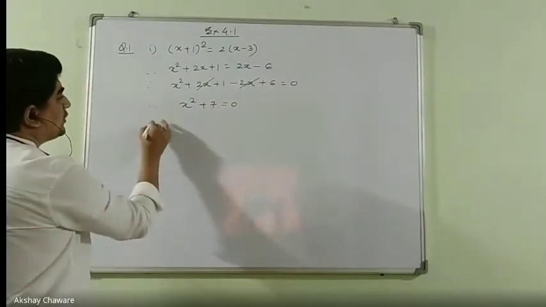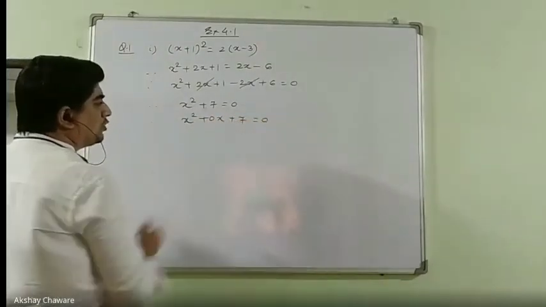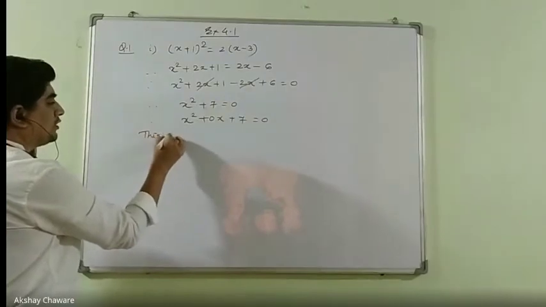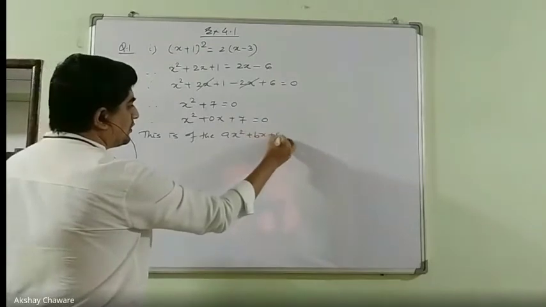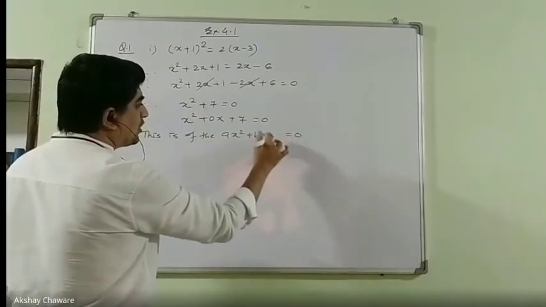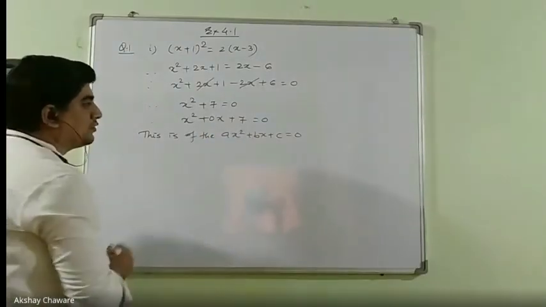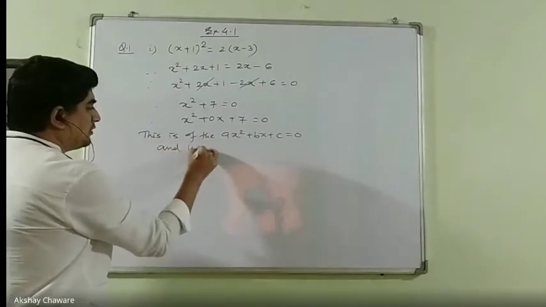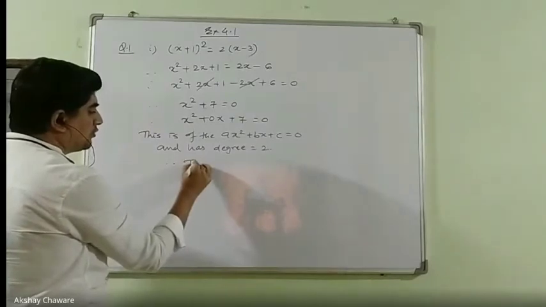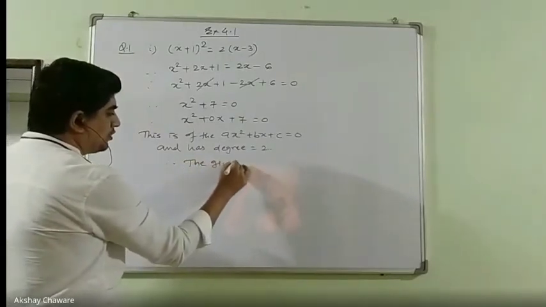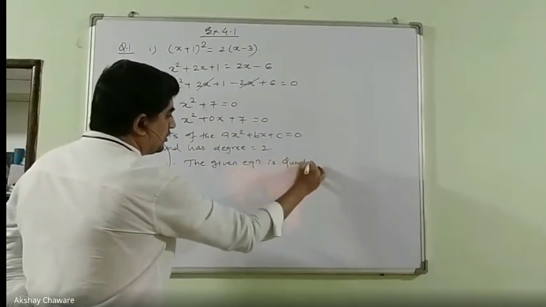We can express this equation like this: x square plus 0x plus 7 equals 0. So this equation is of the form ax square plus bx plus c equals 0, because it is a quadratic. Degree is 2. So this is of the form x square plus bx plus c equals 0 and has a degree equal to 2. Therefore, the given equation is quadratic.